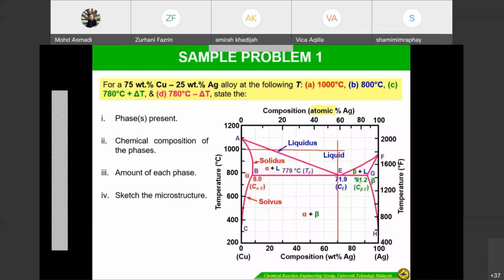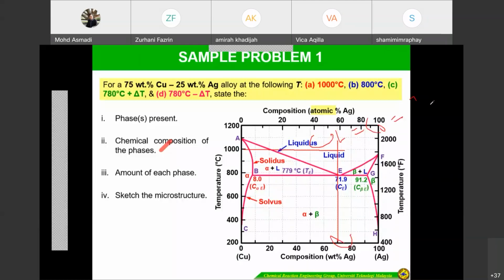What else? Yeah, C not. This one, because only one chemical composition, right? So meaning that your liquid, this one, because Cl is going to be C not. Equal to how many percent? 75%.